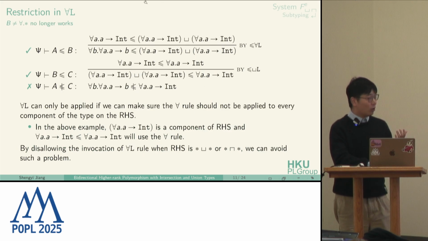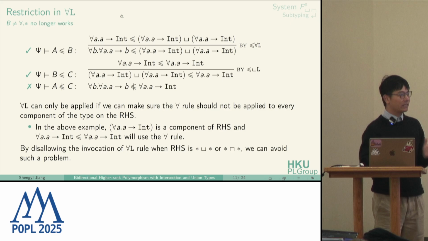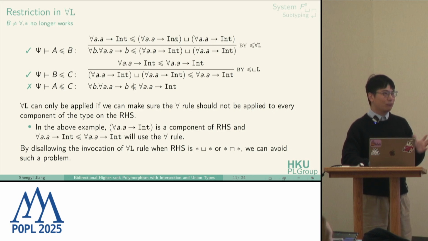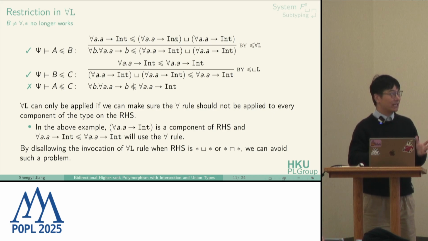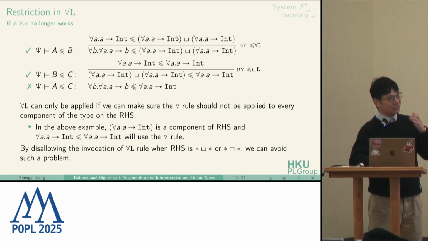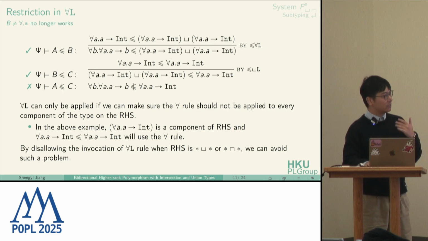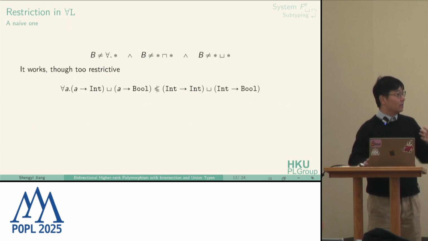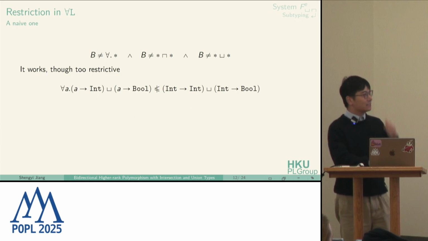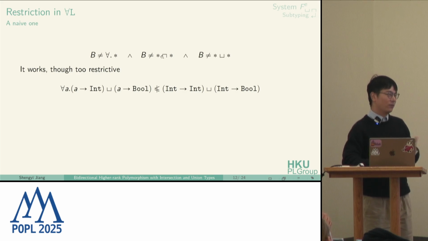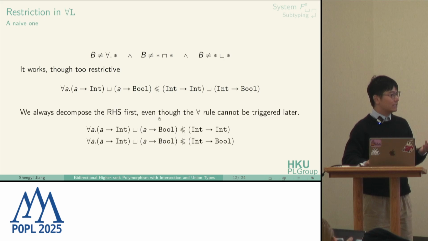If we put the old thing, it doesn't work, we have an intransitive subtyping relation. It's basically because you can have a type which is not a ∀ type syntactically, but it's equivalent to a ∀ type. You can use intersection and union types to bypass this syntactic check, and you result in an intransitive subtyping relation. So the simplest thing to avoid this is that we put a very strict restriction to say that we don't invoke a ∀L rule when B is a ∀ type, intersection type, or union type. It works, but it's too restrictive. It rejects too many things.